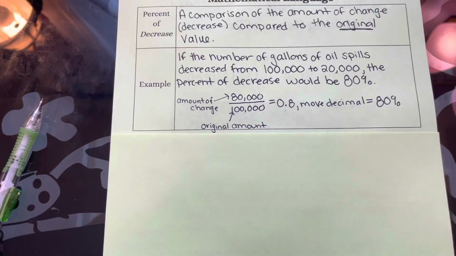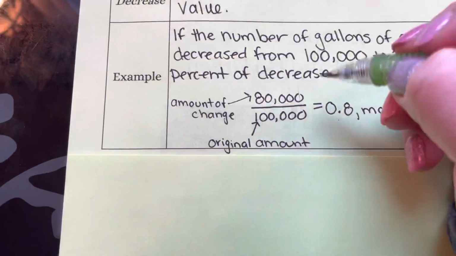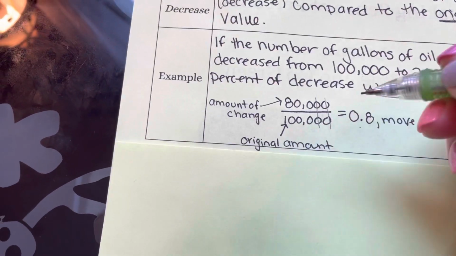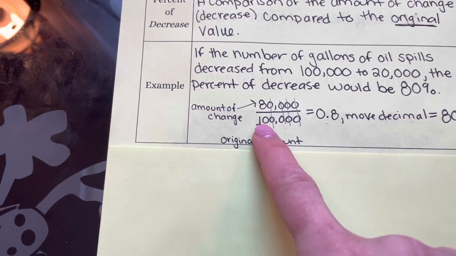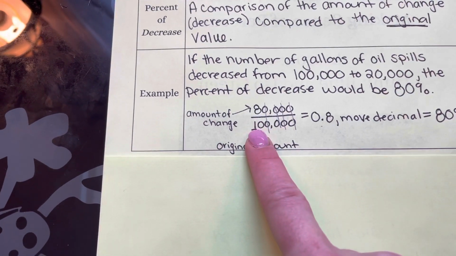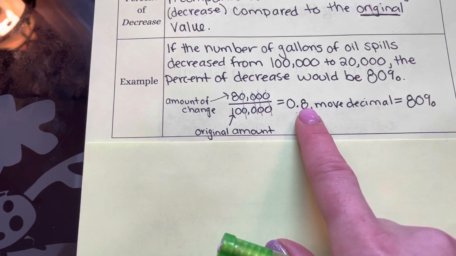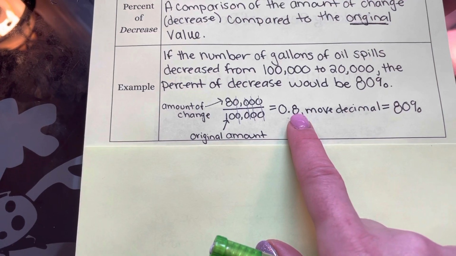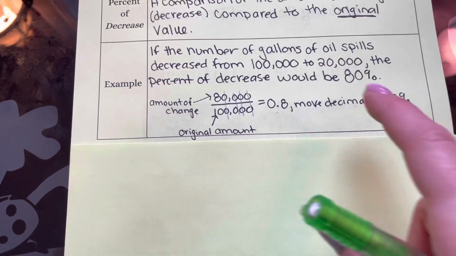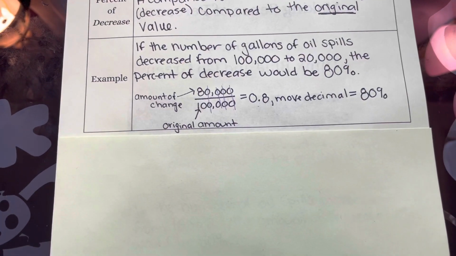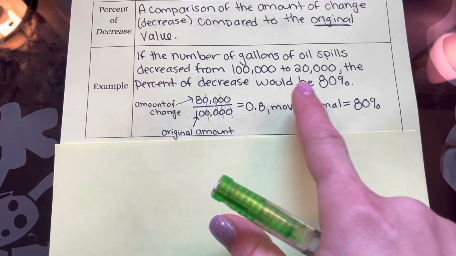Now, we could take the time to divide both of those to find out what that decimal answer is, but a little trick is just to cancel out the zeros, and we would be left with 8 over 10, or 8/10. And we should know 8/10 is written like 0.8 or decimal 0.8. Then all we have to do is move that decimal over 2 spots, and then you get 80%. So 80% is a decrease of change. It went down by 80%.